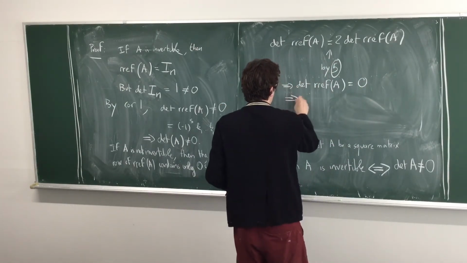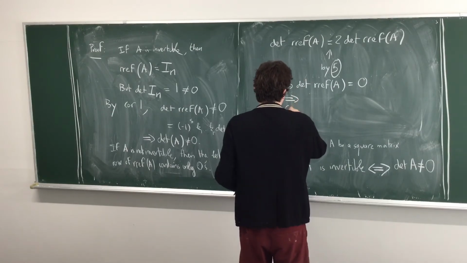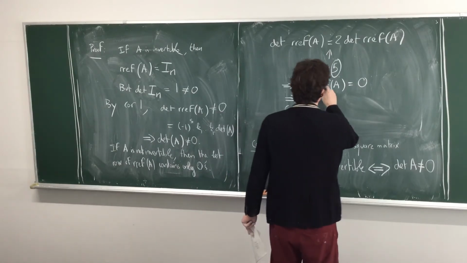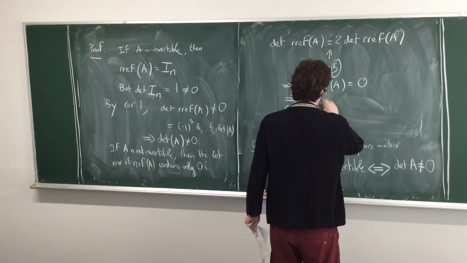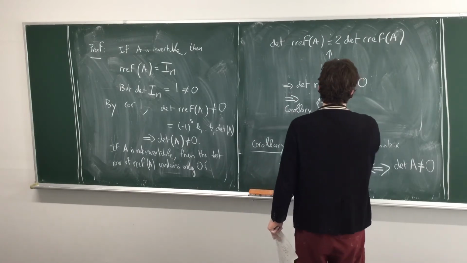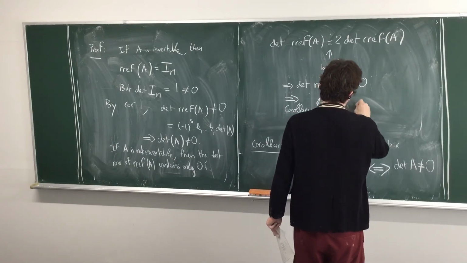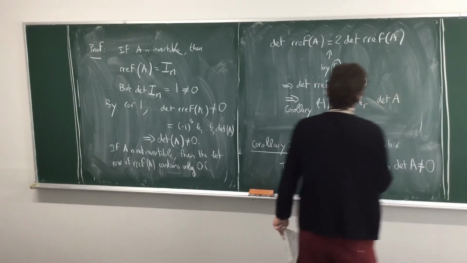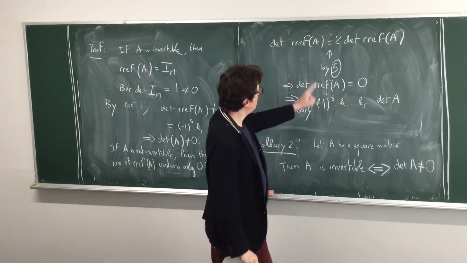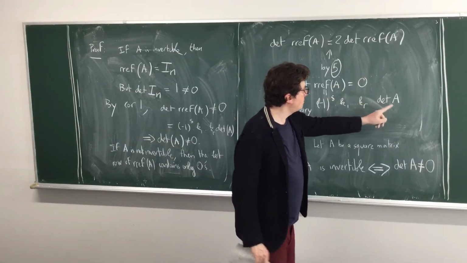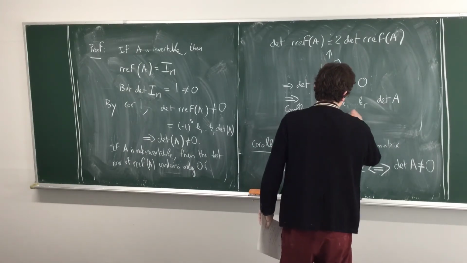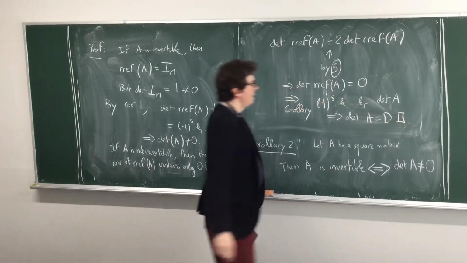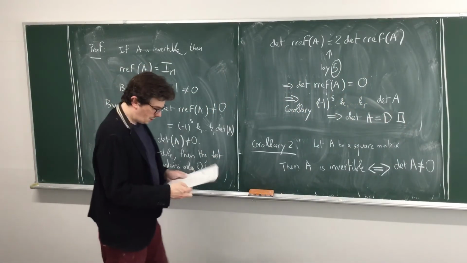And again, by corollary 1 this time, you know that this is equal to -1 to the power of the number of swappings, so non-zero, times some non-zero scalars k1, ..., kr, times the determinant of A. And this is 0. This is not 0, this is not 0, so it implies that the determinant of A is 0. And this proves corollary 2.